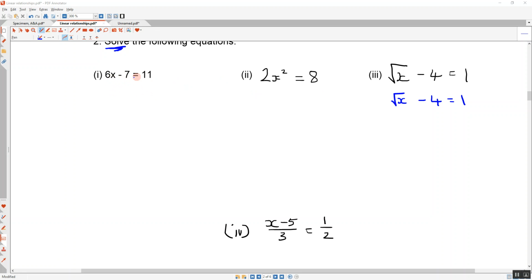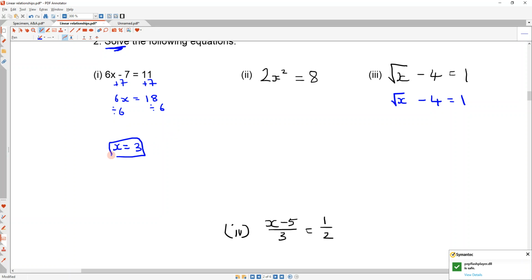Now, if we're working out what x is, I need to be able to get rid of certain things on this side. If I'm getting rid of the -7, what do I have to do to both sides? Plus 7 to both sides. So that leaves me with 6x equals 11 plus 7, which is 18. I now need to get rid of the 6. 6 is being multiplied, so what's the opposite of multiplying? Divide both sides by 6. 18 divided by 6 is 3.